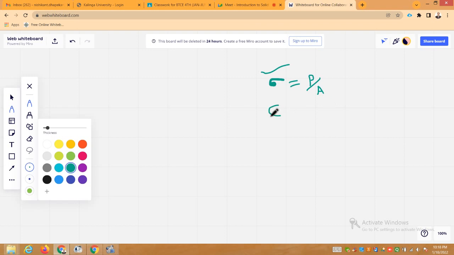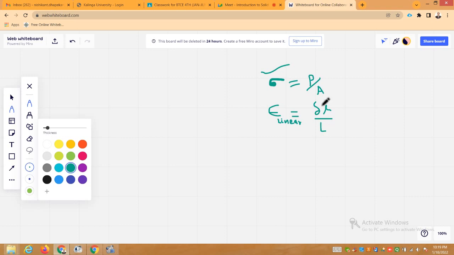I am abbreviating strain by epsilon. And various types of strain we will see later on. But currently here I am giving you how to calculate linear strain. Linear strain you can calculate using this: change in length, which I am abbreviating by delta L, upon original length.